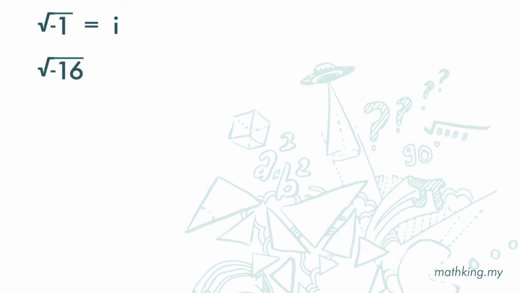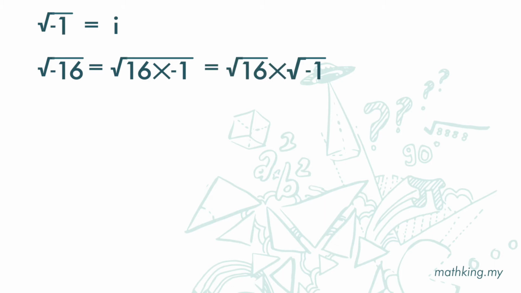If we have square root of negative 16, this is an imaginary number. This can be written as square root of 16 times negative 1. Square root of 16 is 4. And we are going to use i to represent square root of negative 1. So square root of negative 16 can be written as 4i. Here, 4 is a real number, whereas i is an imaginary number.